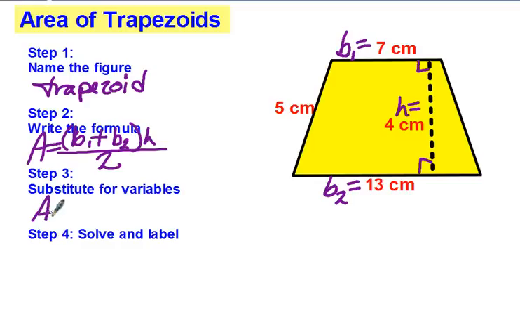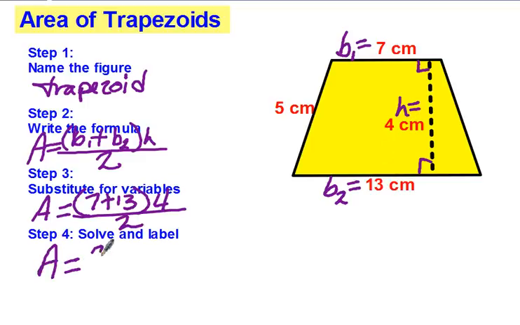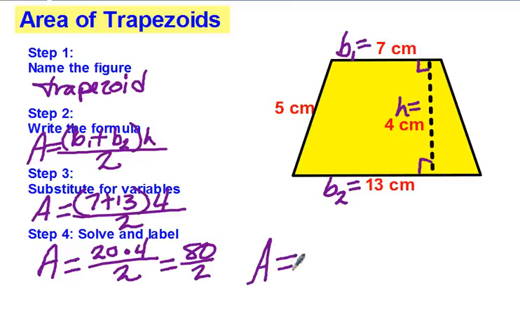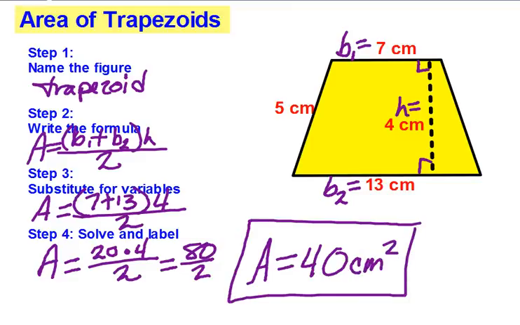So substituting in, we have area equals 7 plus 13 times your height, which was 4, divided by 2. So 7 plus 13 multiplied by 4 divided by 2. Area equals, solve it just a little at a time, 20 times 4 in your numerator divided by 2, 80 divided by 2. So your area of this trapezoid would be 40 square centimeters. Remember, we write centimeters squared, but we say 40 square centimeters.